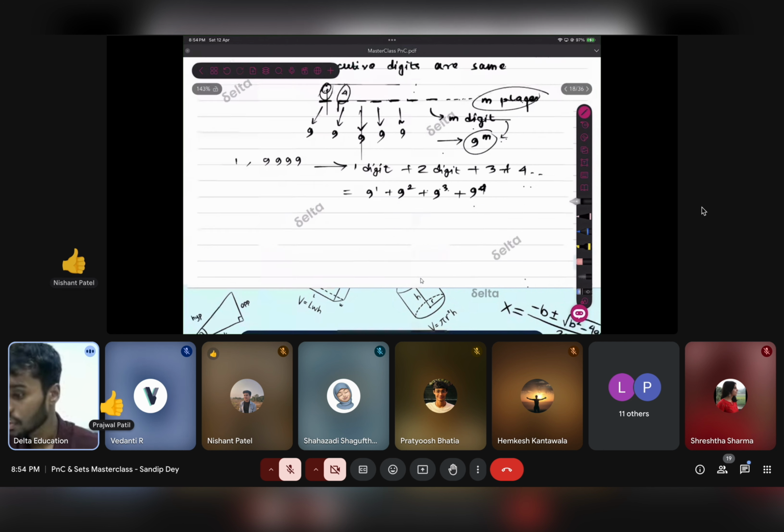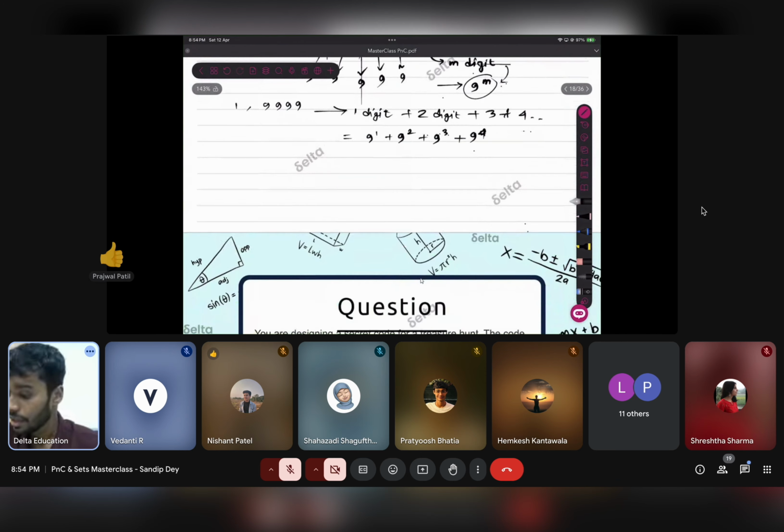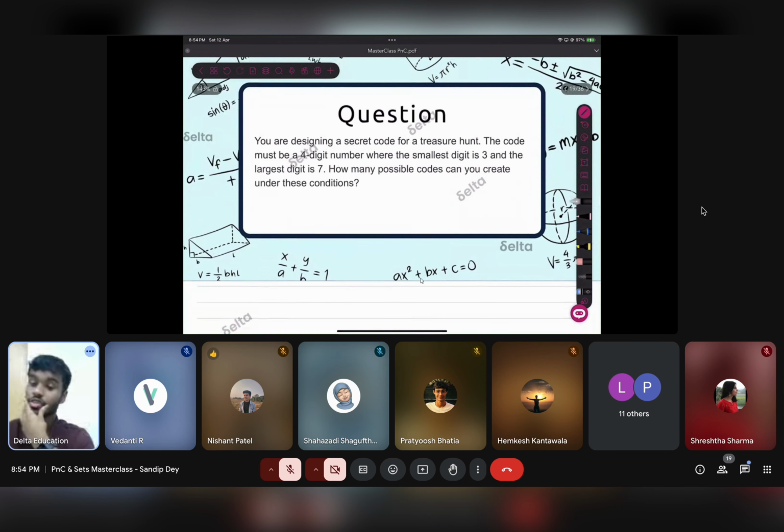Yeah. So this was a good question. This is a kind of question that is also very common in NSET kind of papers. That is, you have to do something case wise. You have to take different cases and solve those cases to get your answer. So let's see the question.